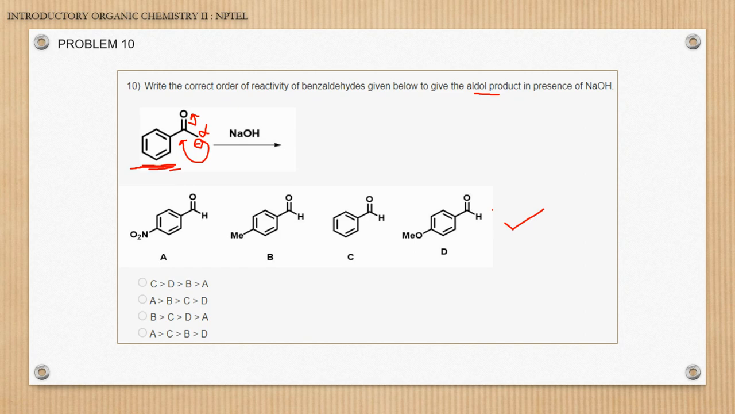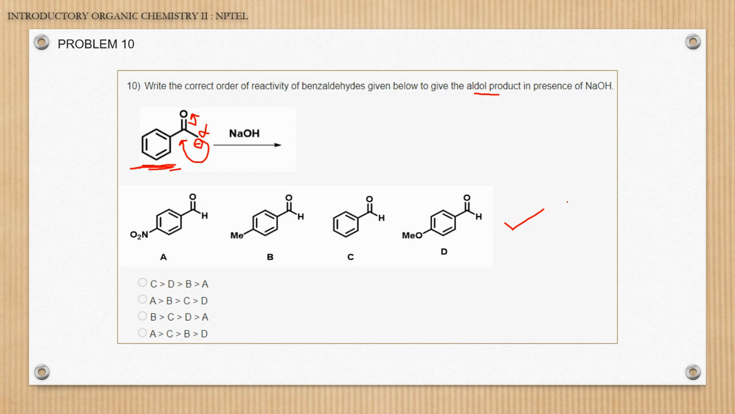So the higher the electrophilicity, the higher will be the reactivity of that particular benzaldehyde, right? So just tell me which is the most electrophilic carbonyl carbon in these four. A, okay. After that, C, okay. After that, B and D. Yes. So this is how you have to think about it.